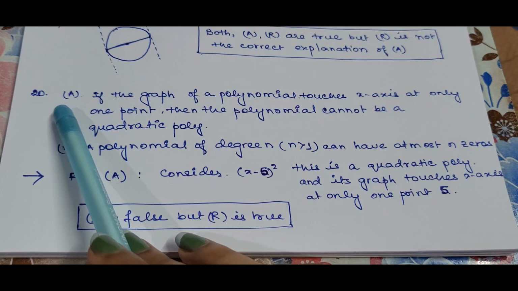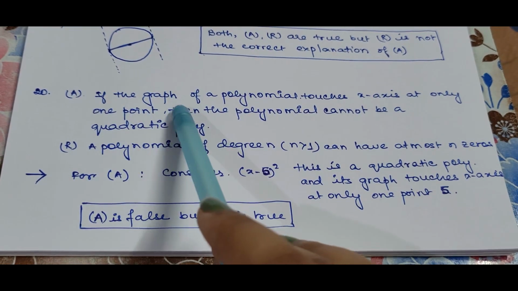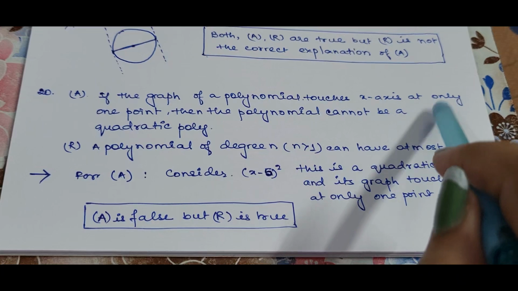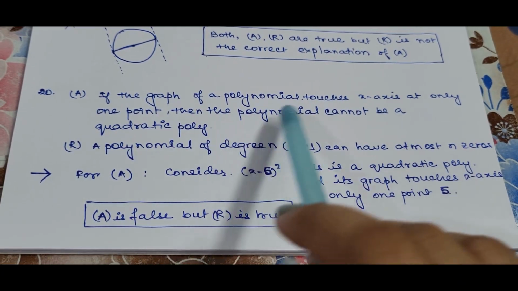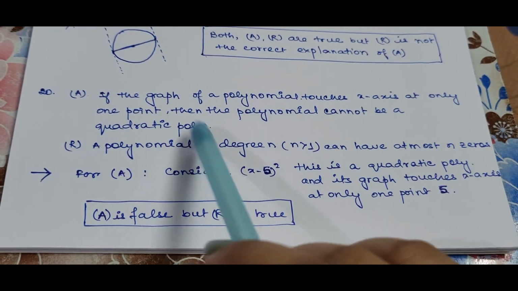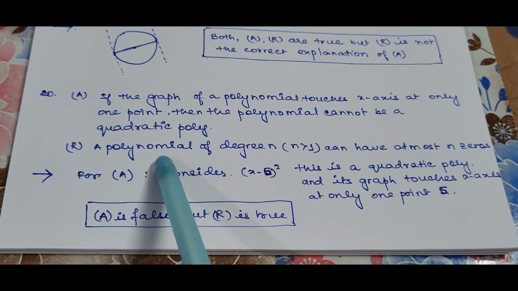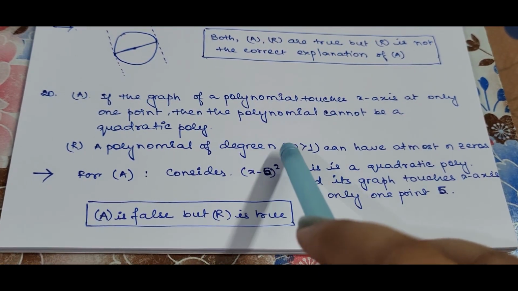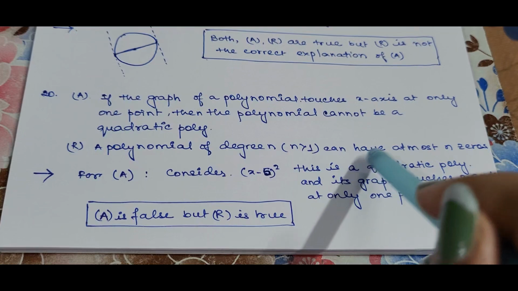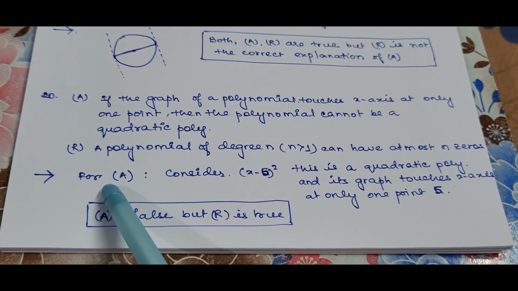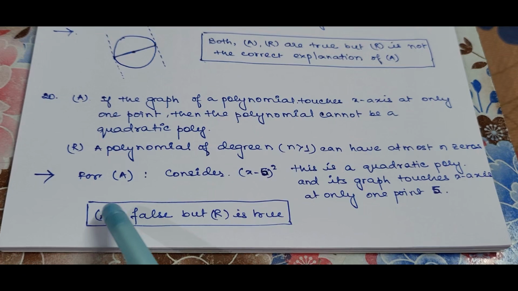Question 20, and this is the last question of section A. It says that A is an assertion which says that if the graph of a polynomial touches the x-axis at only one point, then the polynomial cannot be a quadratic polynomial. And the reason for this assertion is that a polynomial of degree n, where n is greater than 1, can have at most n zeros. Now for the assertion, we see if it is true or not.